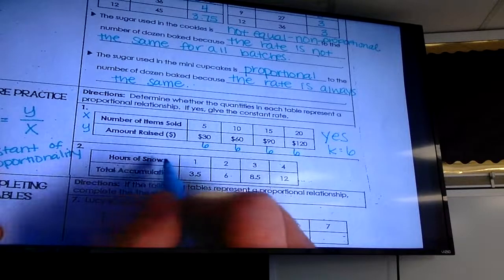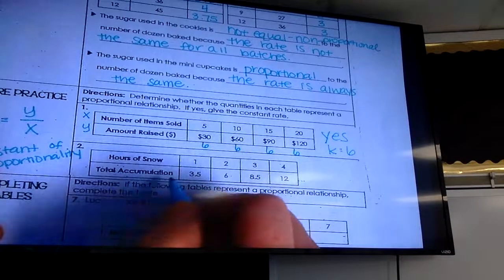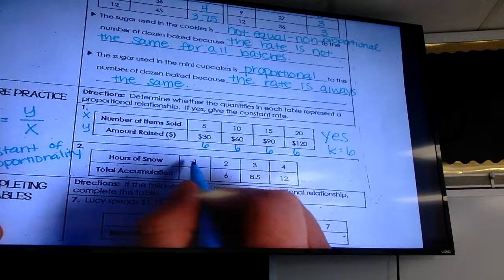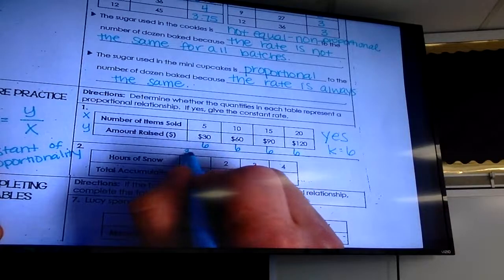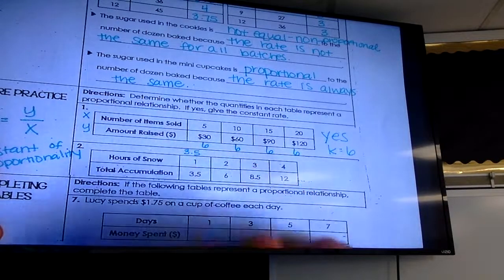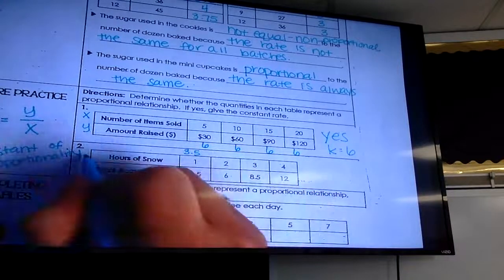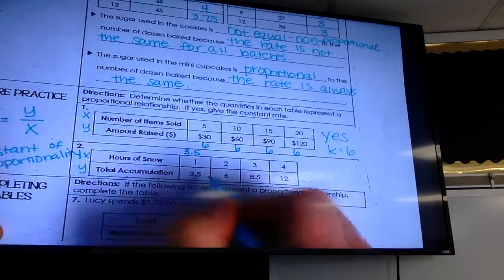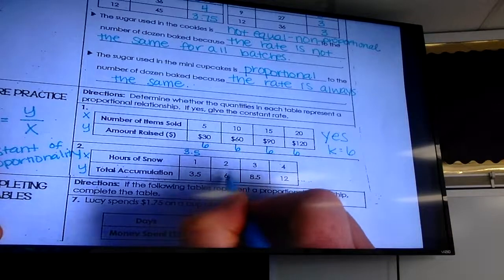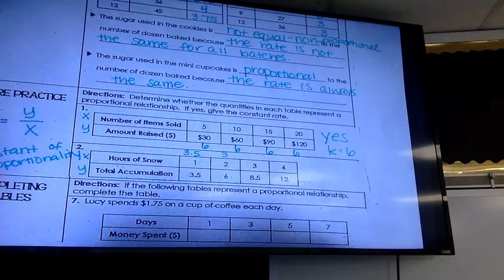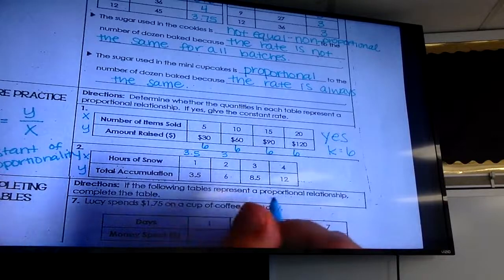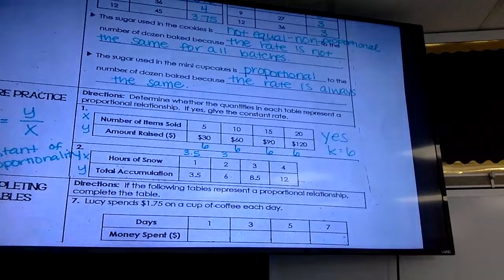This time we're comparing hours of snowfall to the total accumulation. So after 1 hour, there was 3.5 inches. So I'm going to say 3.5. Okay, now remember, this is my X and this is my Y. So my Y divided by my X, 6 divided by 2 is 3. So really, I could stop right now because I know this answer is going to be no, but I want you to continue filling out the chart.